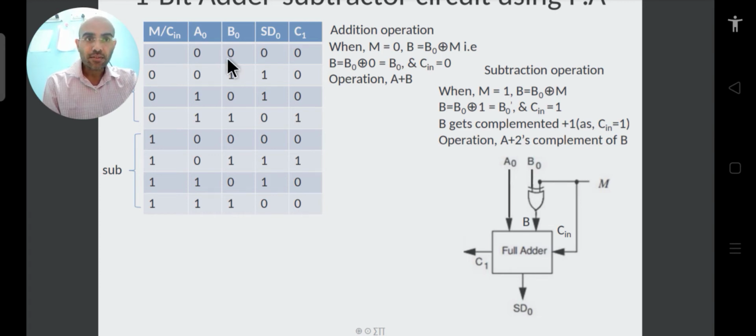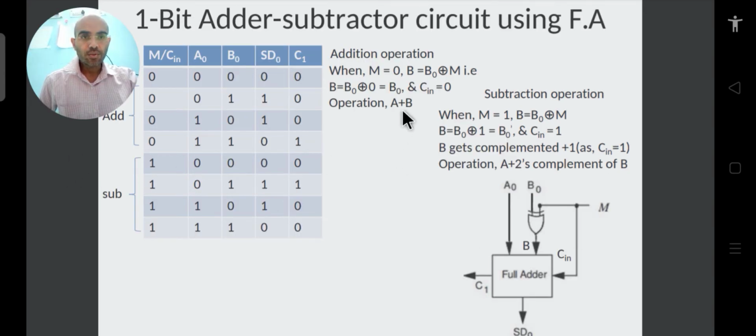So you can see that from the same thing we'll get the circuit as well. What I mean to say by this is, when you perform the addition operation, what happens? I have told you already that when m is equal to 0, this is our half adder, and when m is equal to 1, this is half subtractor. This is the combination of the truth table of half adder and half subtractor.